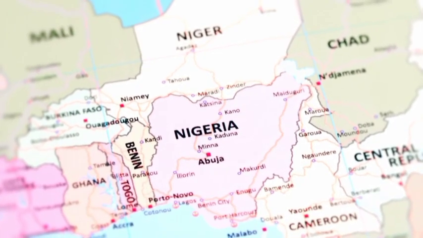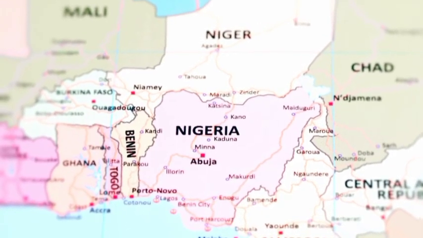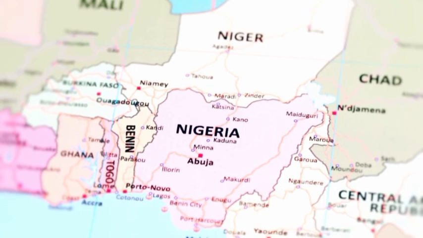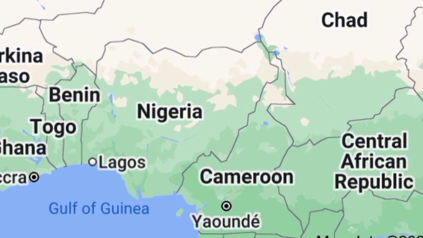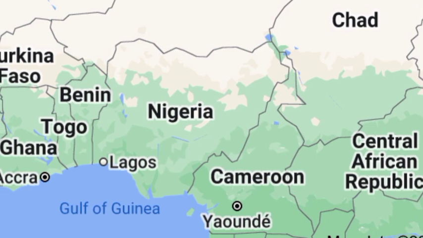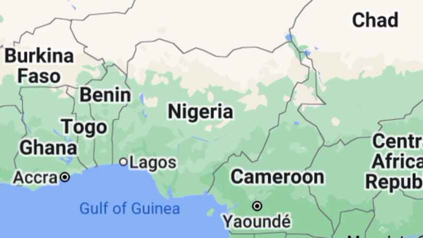Looking at the position of Nigeria, it refers to the part of the continent where Nigeria is found. Nigeria is in Africa, West Africa to be precise. It is bounded in the north by the Niger Republic, in the northeast by the Chad Republic, in the east by Cameroon, in the south by the Atlantic Ocean, and in the west by the Republic of Benin.